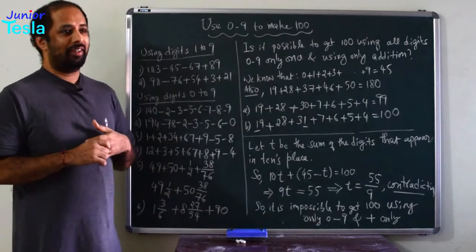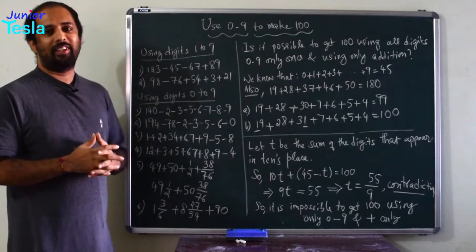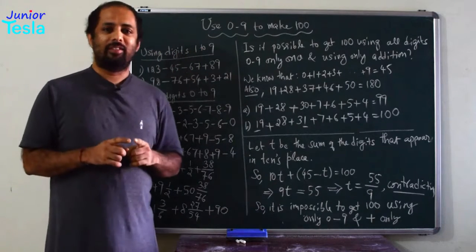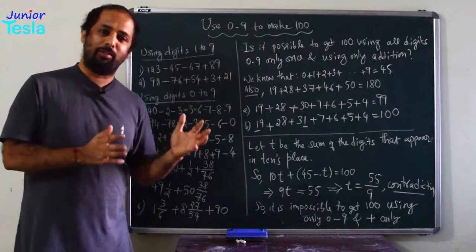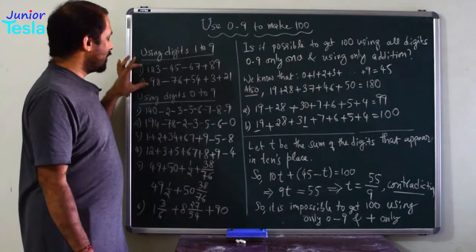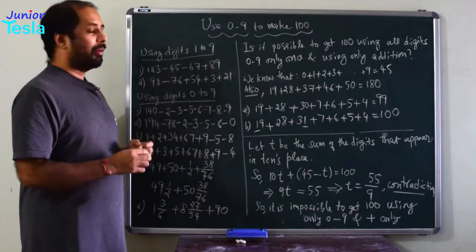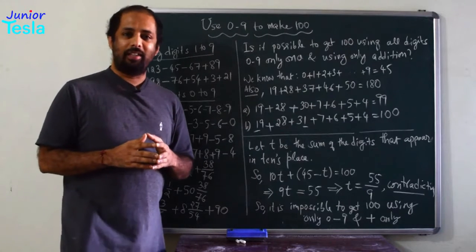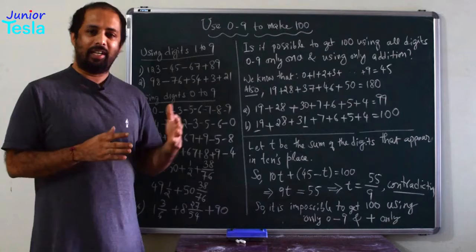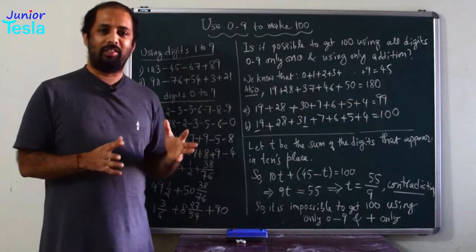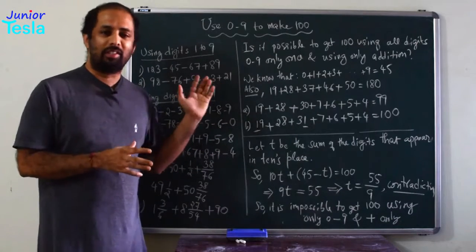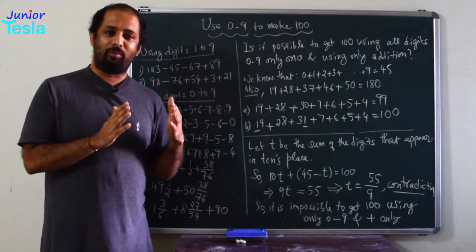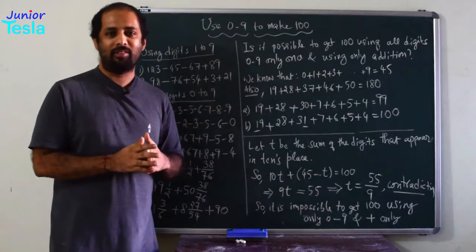Yes, it is possible. We have taken some examples here. Using digits from 1 to 9 only once and with some basic operations, it is possible to get 100. So I have written two expressions here. The first one is 123 minus 45 minus 67 plus 89. Now if you take this expression, it has only plus and minus, addition, subtraction. These are the only two basic operations that are used in this expression. The digits are only from 1 to 9 and they have been used only once.